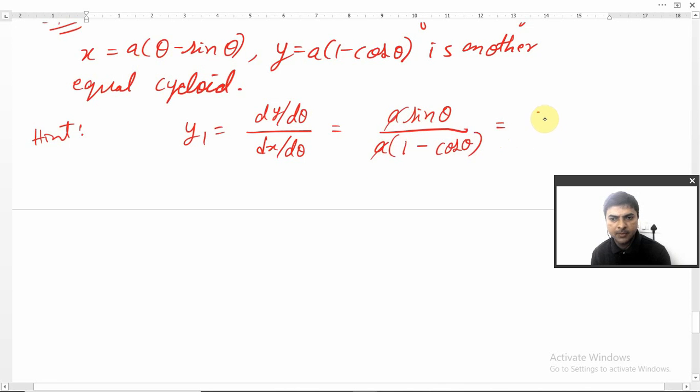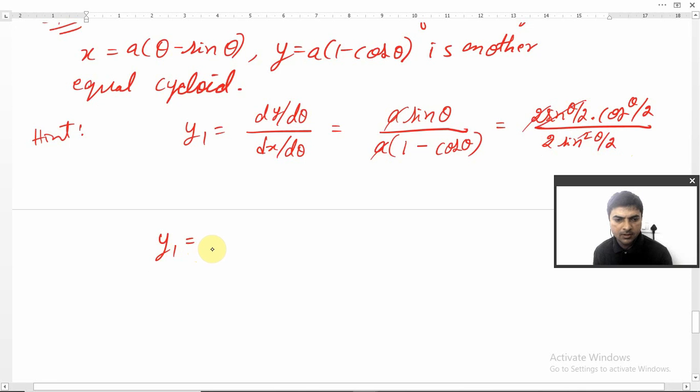So this sin theta will become 2 sin theta by 2 into cos theta by 2. I have given the formula list, go through that and just see the formula. This is 2 sin square theta by 2. So 1 sin theta will get cancelled, 2 will get cancelled directly. y1 you will get this as cot theta by 2. This is how you have to simplify.